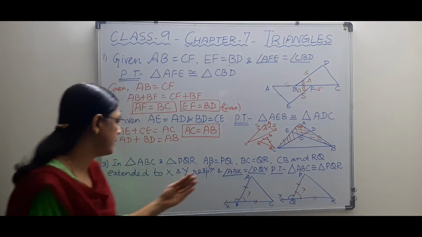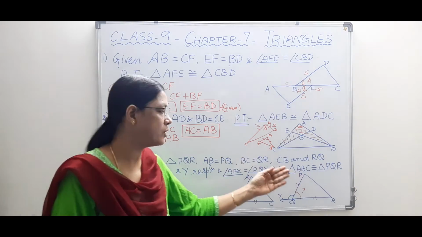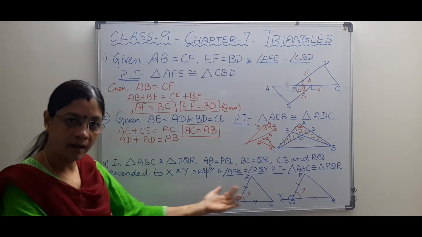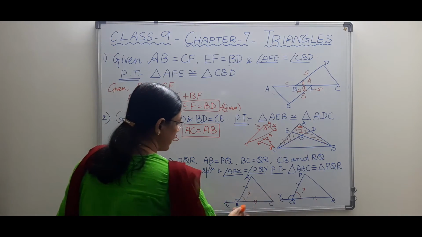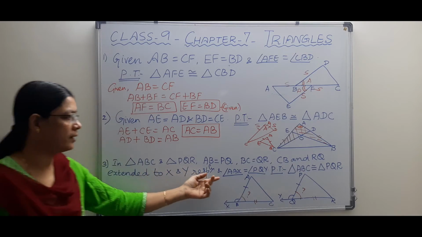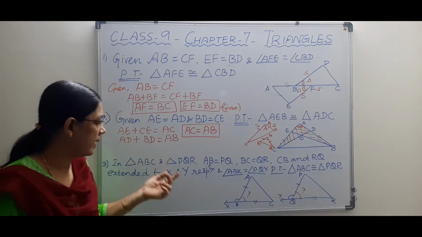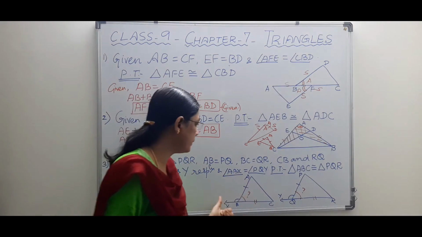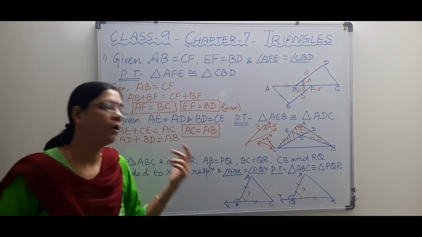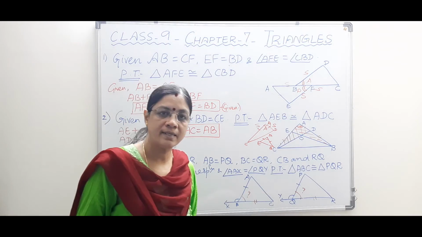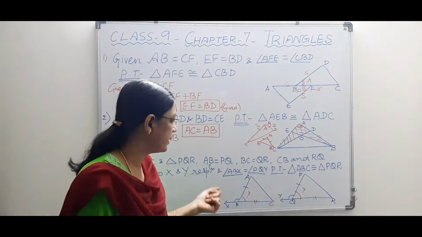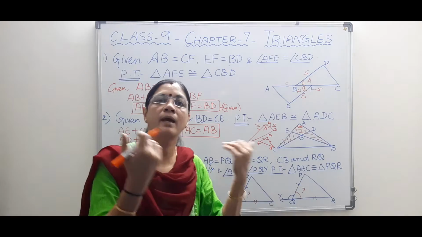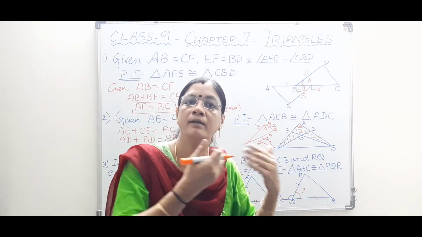The extra information they have given you is that RQ and CB are extended to X and Y respectively. And what is ABX? The exterior angle. The exterior angles ABX and PQY are also equal. So this gives us a hint to find out the angle between the two sides. So how do we find it? We are given the exterior angle. How to find out the interior angle on the same line?